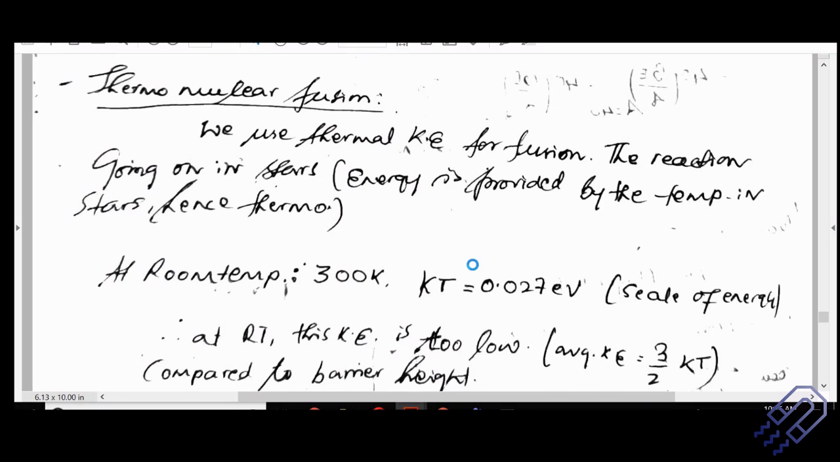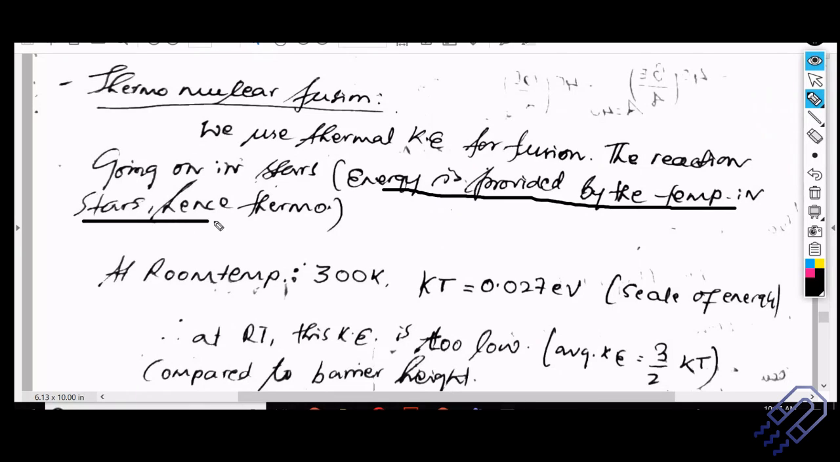So the first thing is we use thermal kinetic energy for fusion, and this is usually the reaction that is going on in the stars. This energy is provided by the temperature in the stars, hence thermal. The temperature is quite high. And let's look into a calculation.